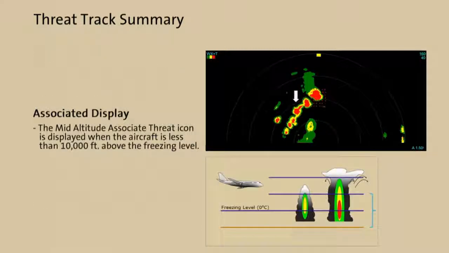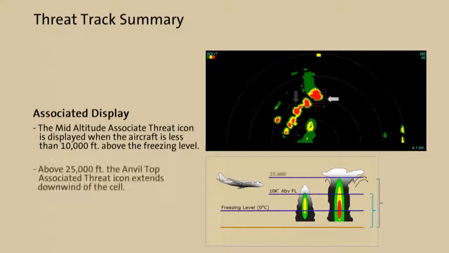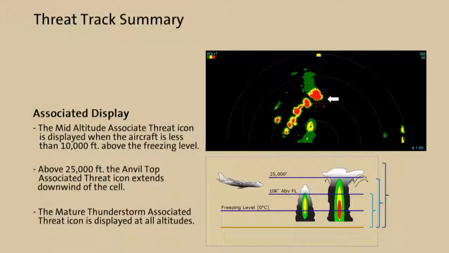The mid-altitude associated threat warning is displayed when the aircraft is less than 10,000 feet above the freezing level, and the anvil top associated threat region is extended downwind of the cell above 25,000 feet. The mature thunderstorm-associated threat is displayed at all altitudes in all phases of flight.